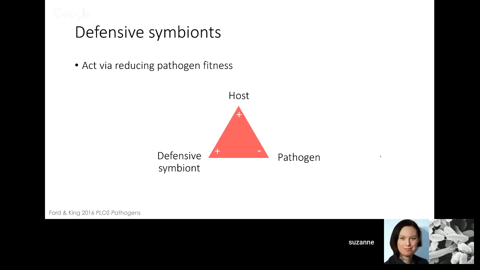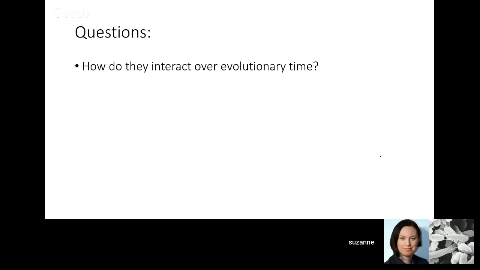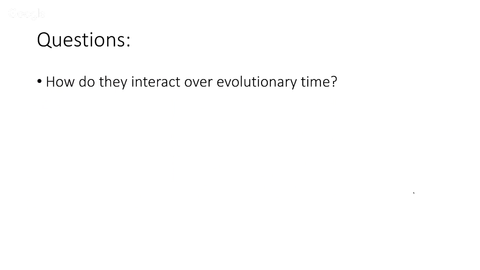This has really important implications for what we think the pathogen might do, because reducing pathogen fitness applies a really strong selection pressure to the pathogen. And so it's likely to evolve resistance to the defensive symbiont. Despite this fact, not a lot is actually known about how pathogens evolve in response to defensive symbionts within their hosts. This raises a lot of questions for me. Firstly, of course, how do defensive symbionts interact with pathogens over evolutionary time?